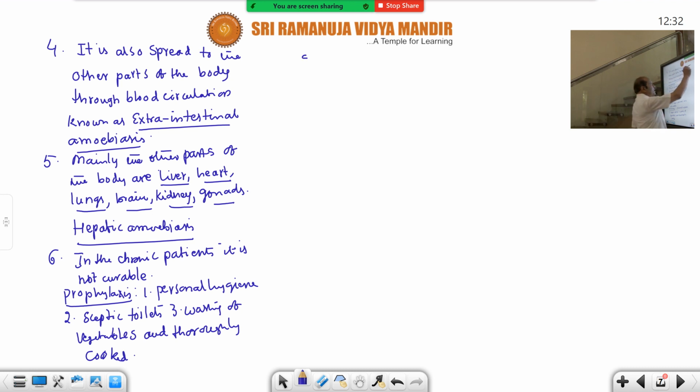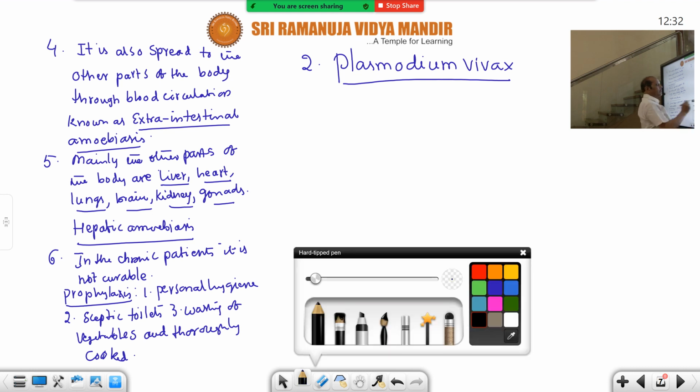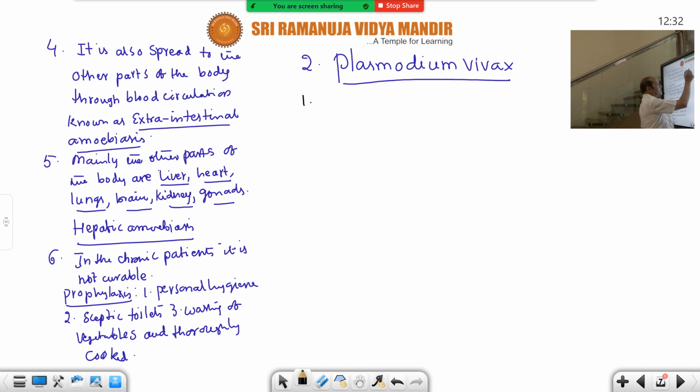So the next parasite, the second protozoan parasite, is Plasmodium vivax. This is the full form. Note down the introduction about Plasmodium vivax. Today we will complete only the introduction; tomorrow we start the life cycle. This is commonly known as the malarial parasite. Commonly called malarial parasite. First point.